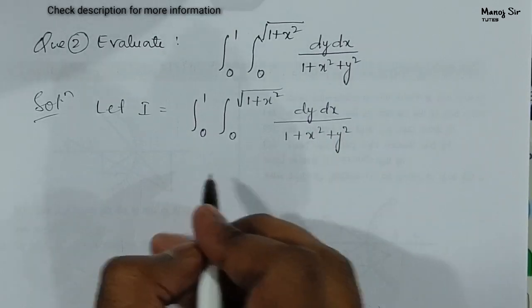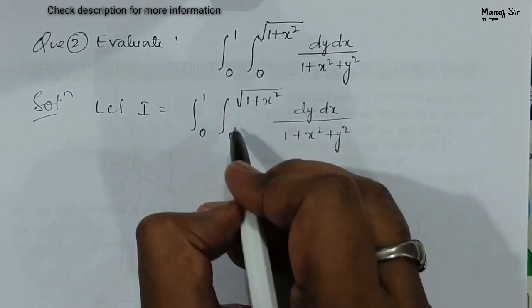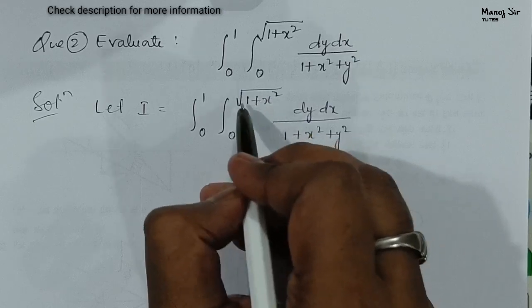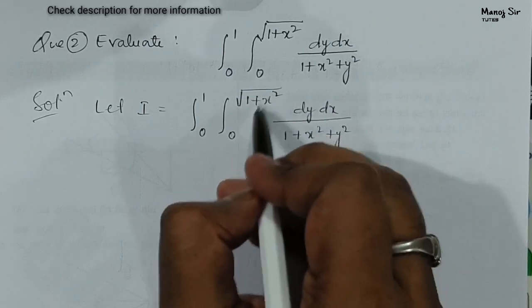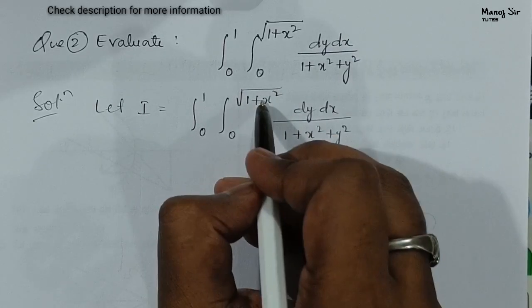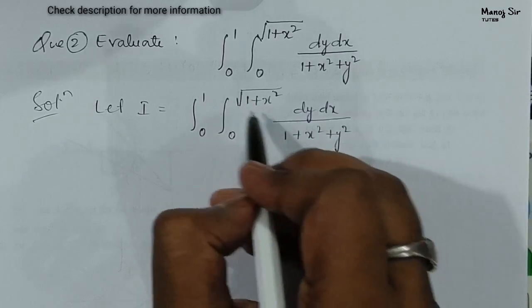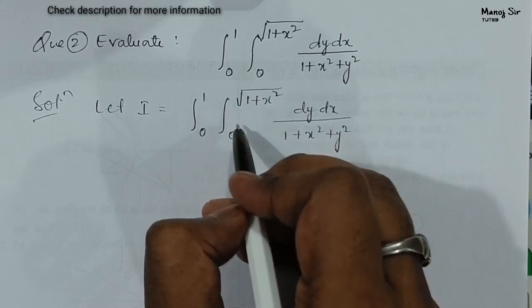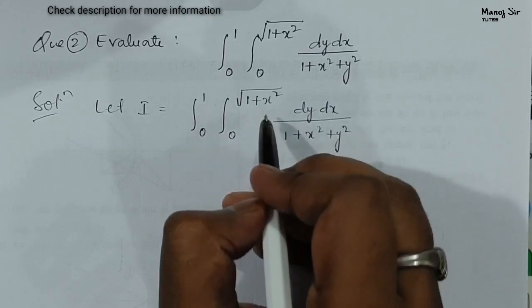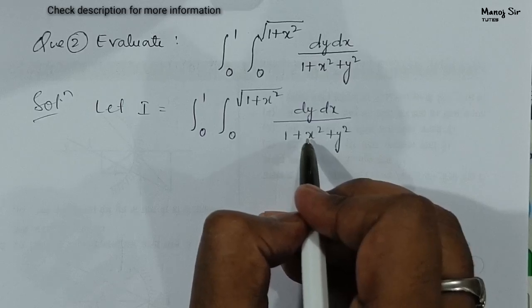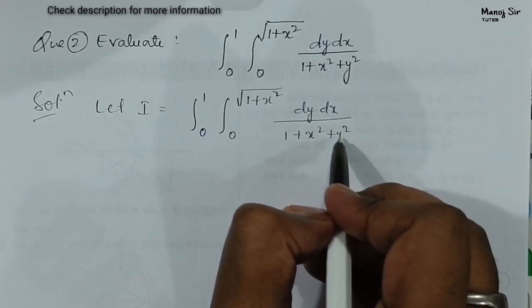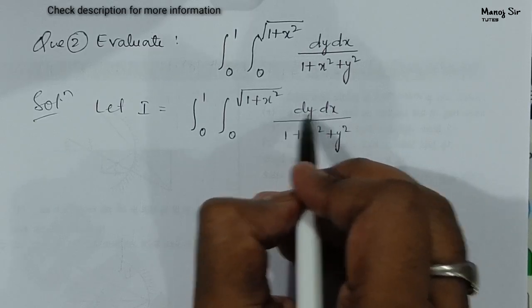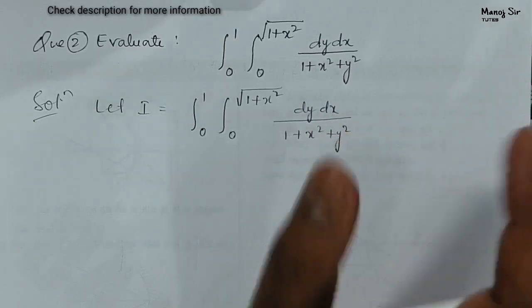Now, if you see the limits of the second integral, that is 0 to root over of 1 plus x square, here we have x in the upper limit of the second integral. So we can say this is the limit of y. If this is the limit of y, then we need to integrate the function, 1 upon 1 plus x square plus y square, with respect to y first. So the order of this integration is okay.